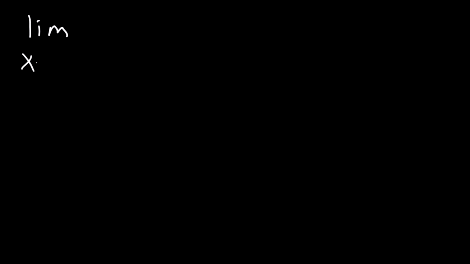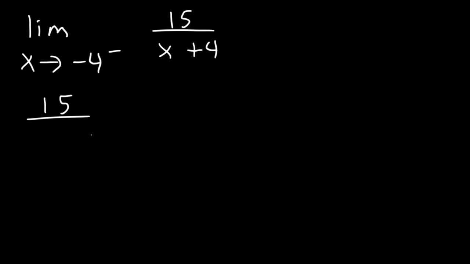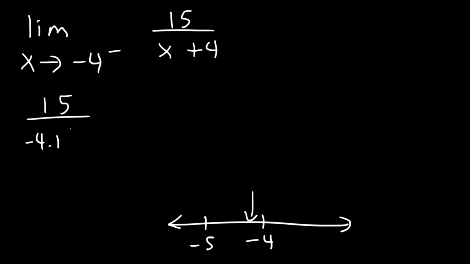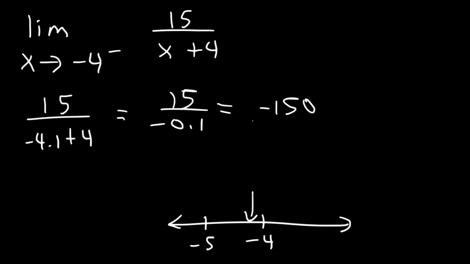Now what about the limit as x approaches negative 4 from the left of 15 divided by x plus 4? Try that. So let's plug in a number that's close to negative 4 from the left. So here's negative 4. To the left of it is negative 5. So we want to plug in a number like negative 4.1. Negative 4.1 plus 4, that's negative 0.1. 15 divided by negative 0.1 is negative 150. So we get a very large negative value. So we could say that this limit approaches negative infinity.